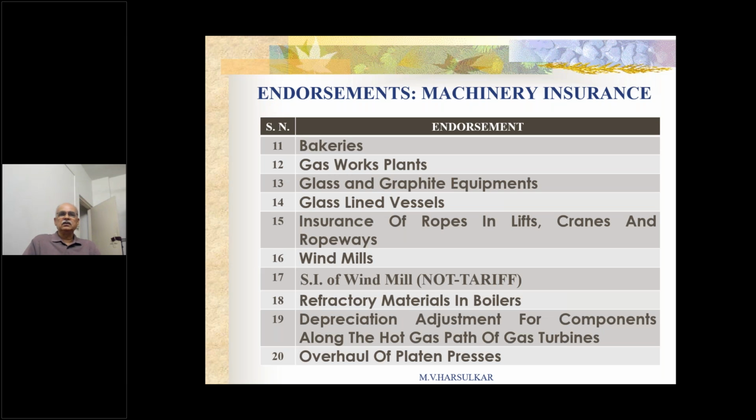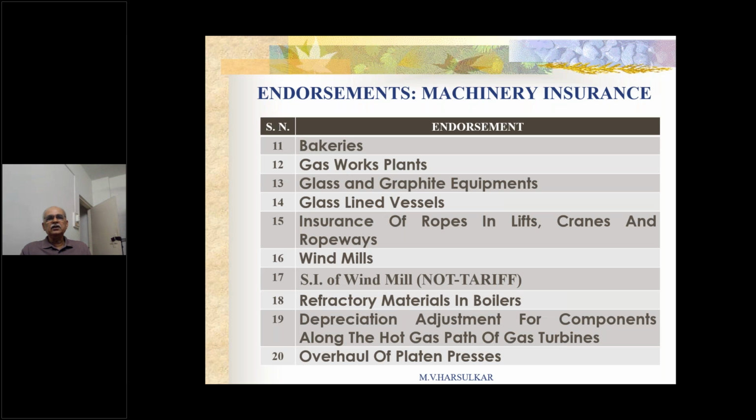And windmills. There are 2 endorsements for windmills. One is a general endorsement, and the second deals with the sum insured: what should be the sum insured for the windmill? Here the TAC, in the rate code, has said that the sum insured should be like this, but they have not given the endorsement wording. So here I have given one endorsement wording for one company. The wording may be different for other companies.